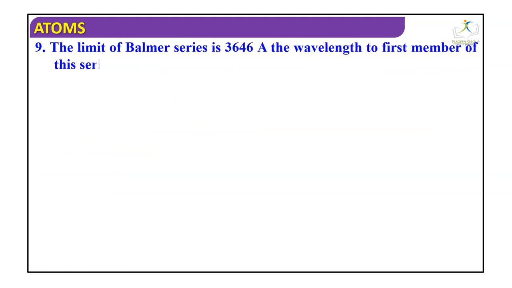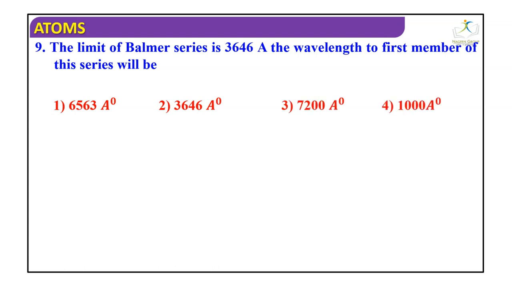Next, the limit of the Balmer series is 3646 angstrom. The wavelength of the first member of this series will be 6563 angstrom, 3646 angstrom, 7200 angstrom, or 1000 angstrom.